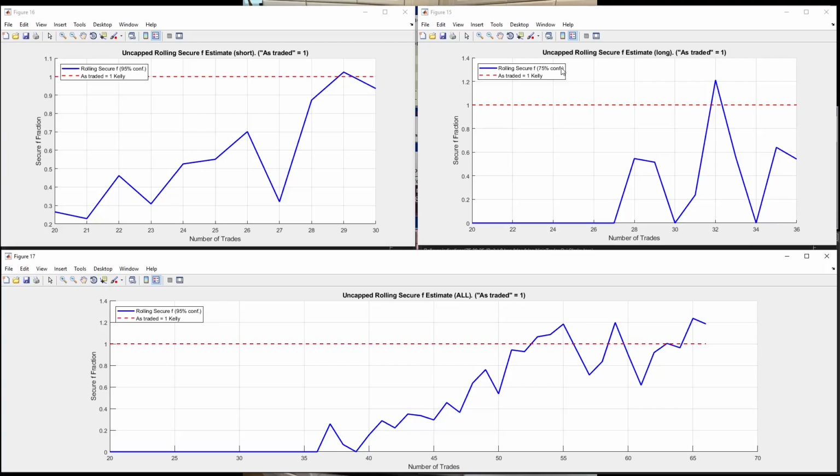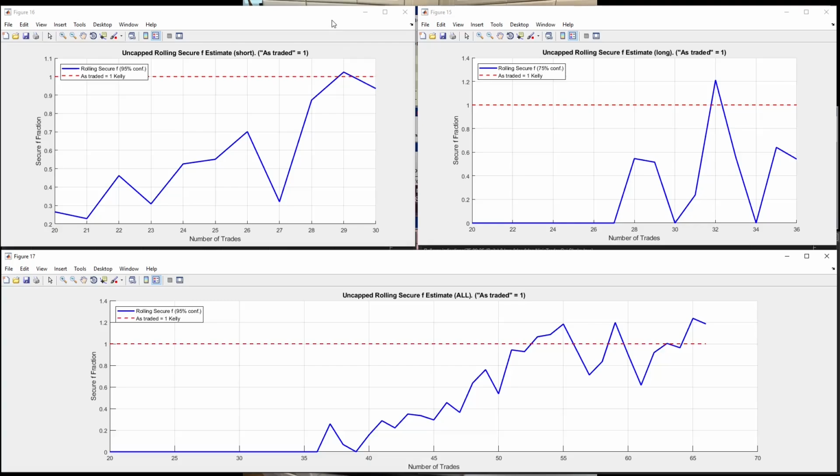So what you can do here on the secure F is if you lower the confidence value, you'll be able to get an idea with lesser confidence of, is this thing a bet at all? So you can see the red dashed line here. It's the as traded equals 1 Kelly. So understand here, guys, when I'm doing this calculation, you've got to do a lot of stuff. Obviously, before this, you've got to actually do enough to produce the trades, and you have to choose a Kelly trade size. So I don't get confused, I make that pretty explicit. In these graphs here, as traded equals 1 Kelly.